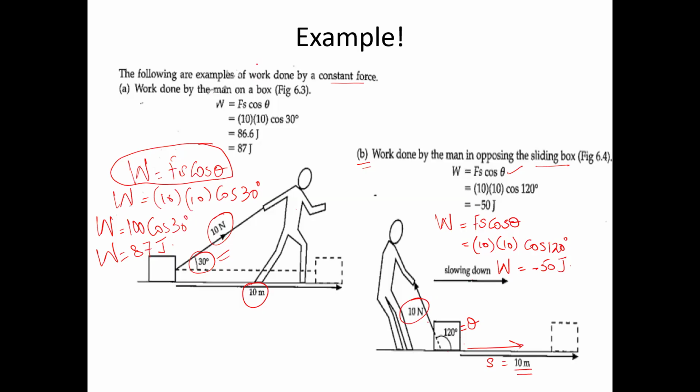Sir, can you explain why it's negative? Yes, beta, अगर आप cos 120 type in करें on your calculator, so cos 120 will be giving you a negative answer, right? So cos 120 negative आएगा, so the work done will be in negative.